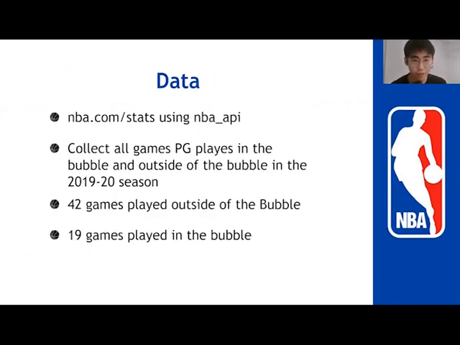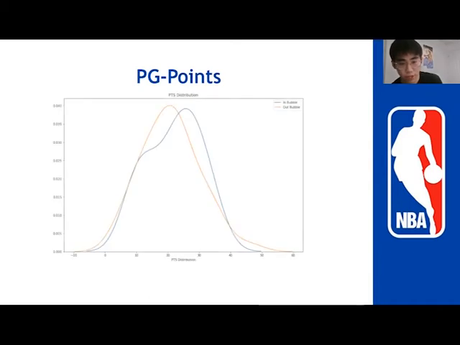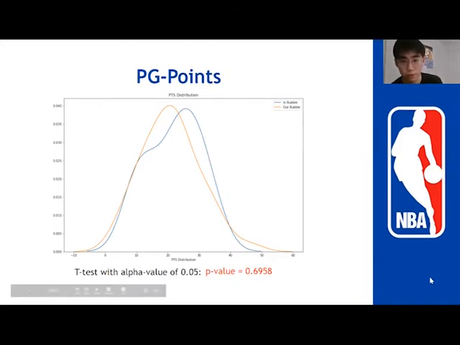Same thing: I got data from NBA.com, and I collected all the games he played last season, which is a total of 42 games outside the bubble and 19 games inside the bubble. This is a points distribution of Paul George, and again, the blue line is inside the bubble and the orange line is his stats outside the bubble. I did a t-test, which says that there is no significant difference between his performance in and outside the bubble. And next slide, please.